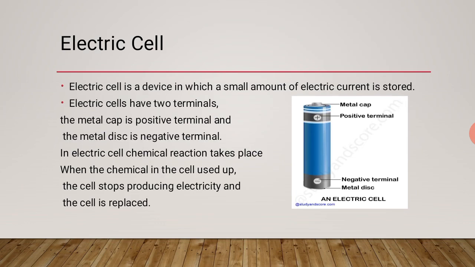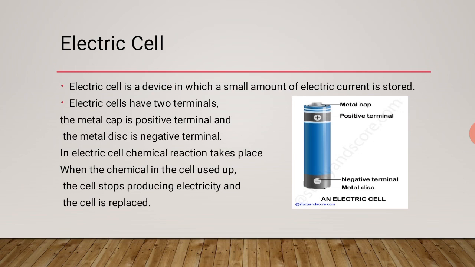The next slide is also about the electric cell. An electric cell is a device in which a small amount of electric current is stored. Why is it stored? It has chemicals inside. Inside that electric cell, a chemical reaction takes place, so it produces electricity or electric current.